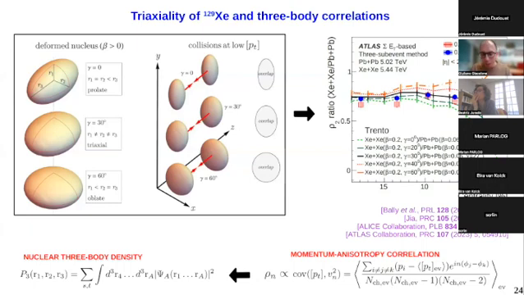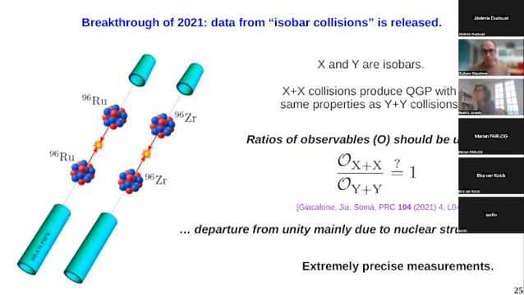So we can see the shapes, we can see the triaxiality of the shapes even, and then we can see even more. Let me just go to 2021. These experiments were performed at RHIC. These are called isobar collisions. You do ruthenium and zirconium collisions. These are isobars, so the ruthenium has the same number of nucleons as zirconium.